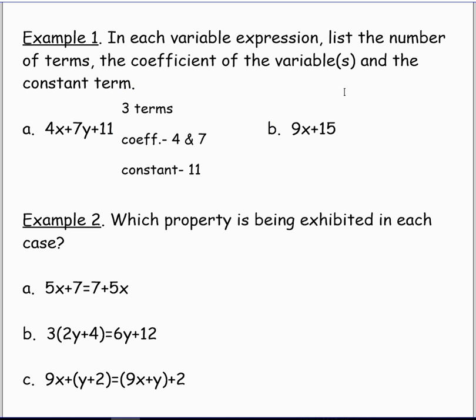Now let's take a look at B. We have 9x plus 15. So here we have two terms. The 9x is being added to 15. And so for our coefficient, we only have one variable, x, so its coefficient is 9. And we have one number that has no variable, that's our constant, 15.